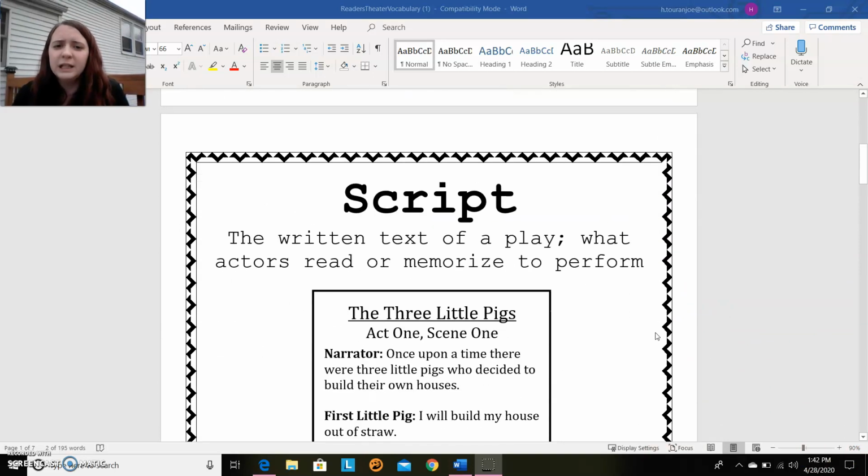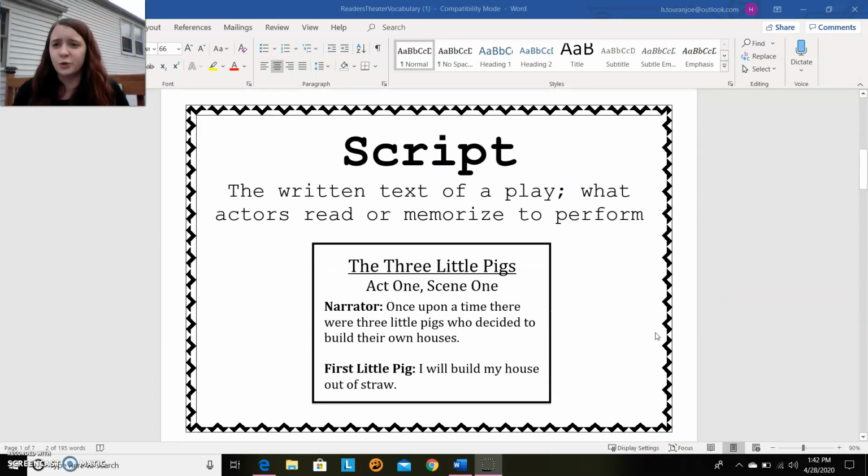One thing you really need to make a play is a script. A script is the written text of a play, and it's what the actors read or memorize to perform. In order for an actor to be able to act out a play, they have to have a script. They have to have something that's giving them their lines, what needs to be written, and it actually tells the story.